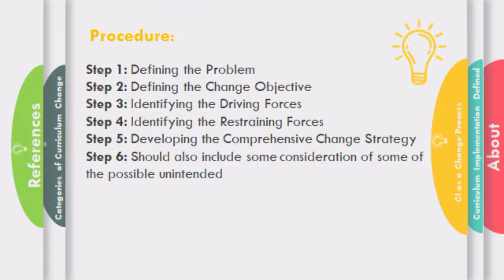So, here are the procedures. Step 1, defining the problem. Step 2, defining the change objective. Step 3, identifying the driving forces. Step 4, identifying the restraining forces. Step 5, developing the comprehensive change strategy. Step 6 should also include some consideration of some of the possible unintended consequences.